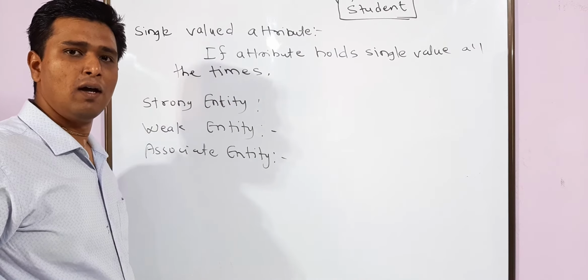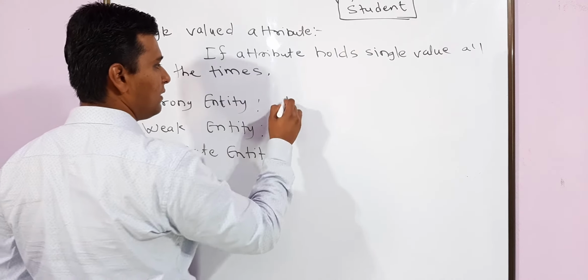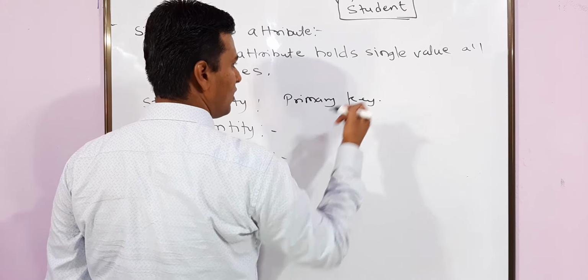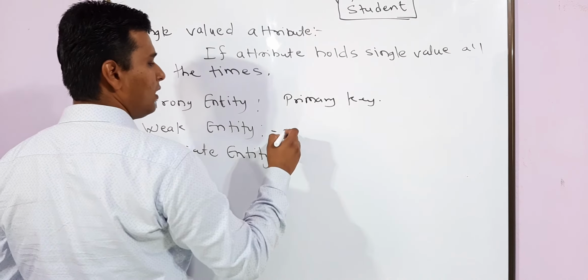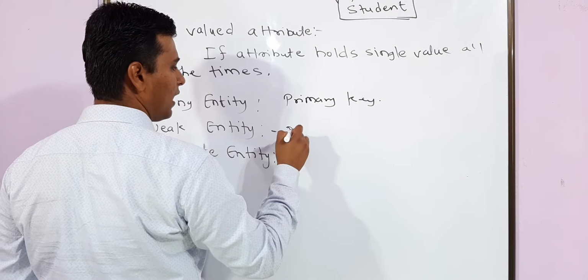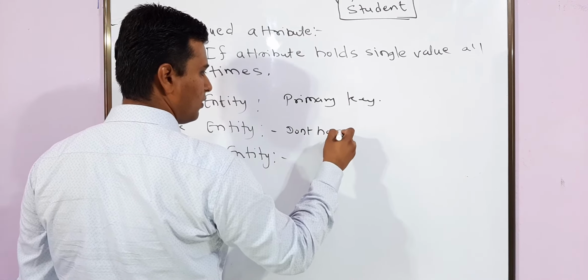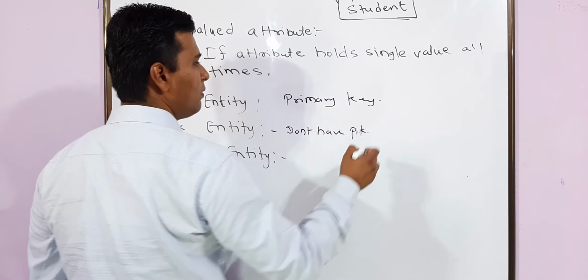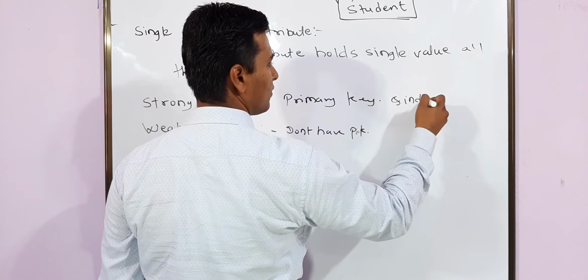Strong entity means what? When an entity has a primary key, it must have a primary key. If it has a primary key, then it is called a strong entity. A weak entity does not have a primary key. I'll write primary key, and a strong entity will be mostly independent.